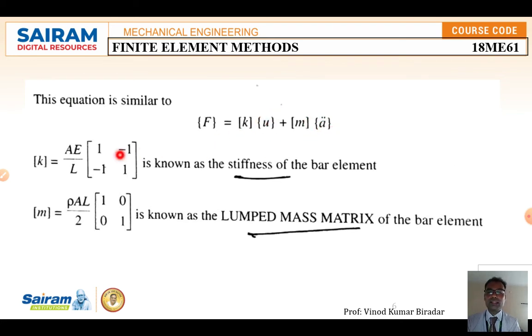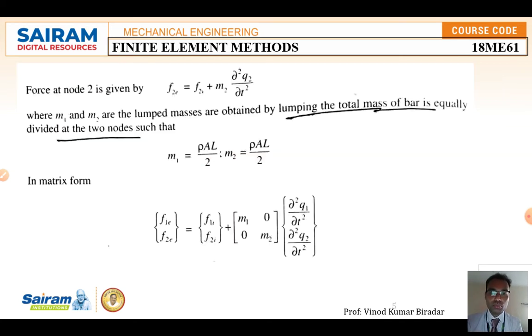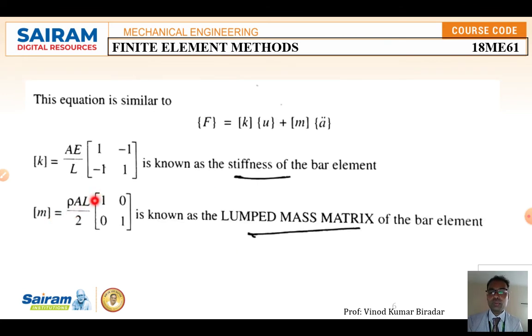Here k is equal to AE by l times the matrix 1 -1 -1 1, known as the stiffness matrix for the bar element, which we already know. For the lumped mass system, m is equal to mass density rho A l by 2 times the matrix 1 0 0 1. This equation is known as the lumped mass matrix for the bar element. You have to remember this equation to solve numerical problems on lumped mass systems. So this is the first derivation.